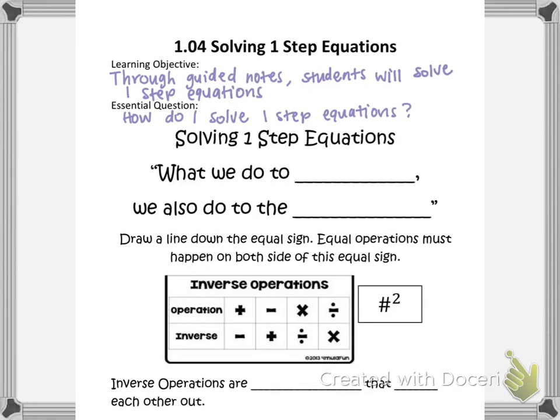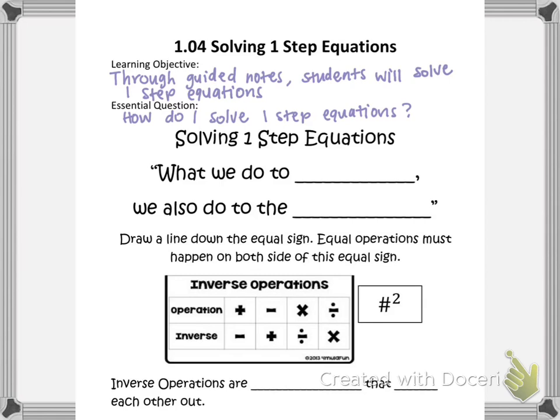All right, guys, welcome to 1.04, solving one-step equations. Go ahead and write down the learning objective, which is: through guided notes, students will solve one-step equations. And our essential question is, how do I solve one-step equations?